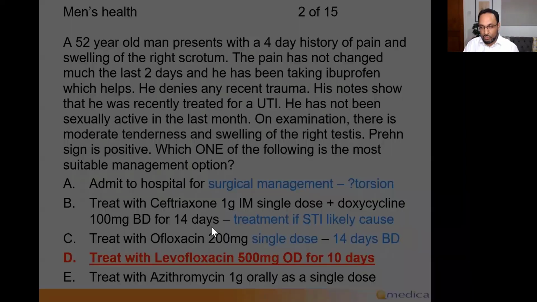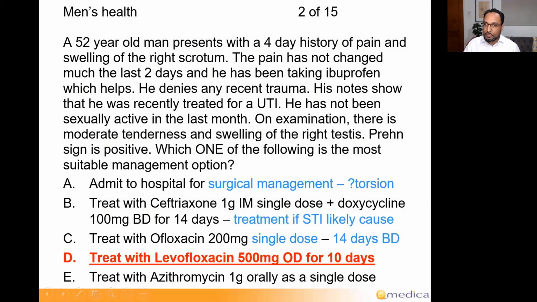So again, if I take it back to the question, quite a few people picked this option here, C: ofloxacin 200 milligrams, single dose. The reason this is wrong is that this is the right drug, but it's not a single dose, it's 14 days of treatment given twice daily. There's nothing you're going to treat with ofloxacin as a single dose. You need to have this for a longer time, okay?